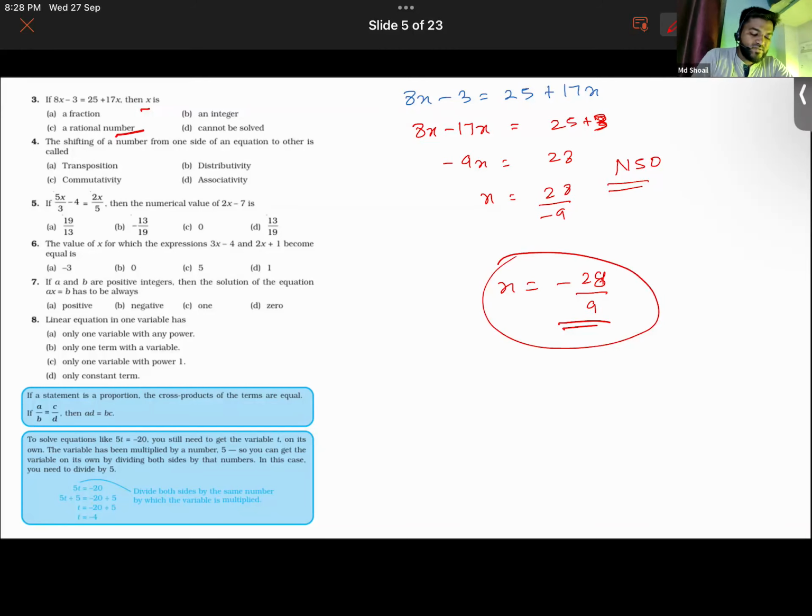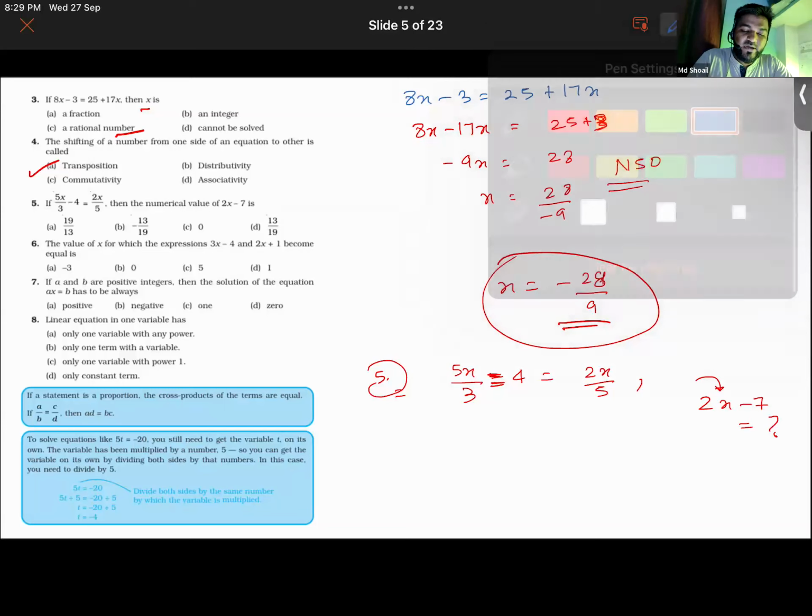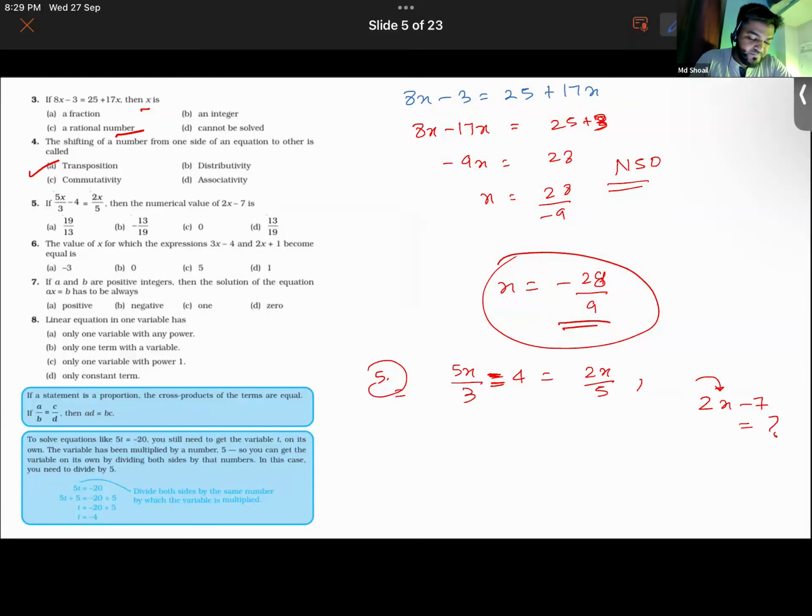Question number 4. Transposition, sir. Okay. We have 2 minutes left. Quickly solve question number 5 also. So let me write the equation. 5x upon 3 minus 4 equals to 2x upon 5. Then the numerical value of 2x minus 7 will be what? If we find the value of x, we will put that value here, then we will get our answer. Yes, quickly solve it.